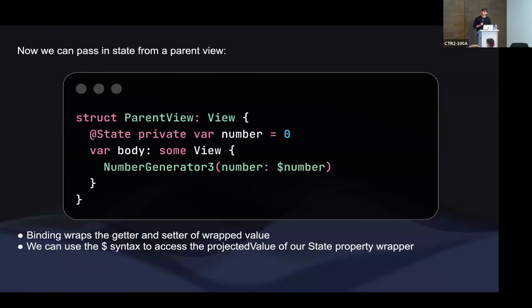Yeah, bindings are really simple. Bindings just wrap the getter and the setter to a wrapped value. So typically it's our state, so it's going to be our state's wrapped value. And like I said before, we can use the $ syntax. You don't have to worry about that too much right now, but essentially it allows us to easily access the projected value of our state property wrapper.